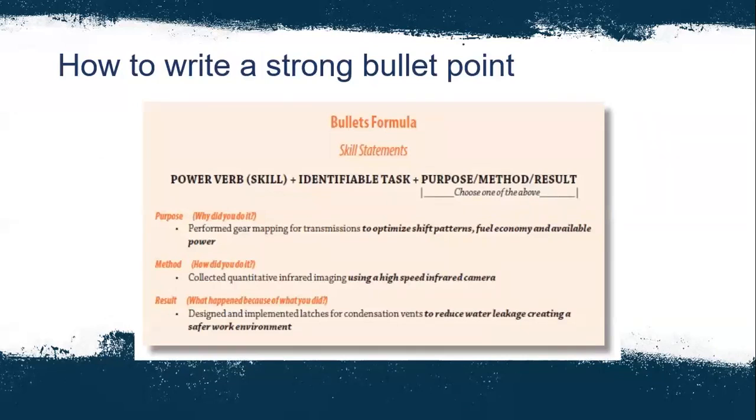You can use this formula on how to write a strong bullet point. And you can find a list of action verbs on the Career Center's website. Avoid things like "responsible for," and always start with the action verb that would follow "responsible for."